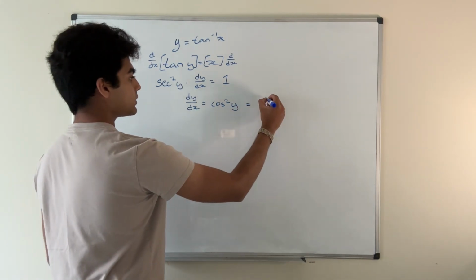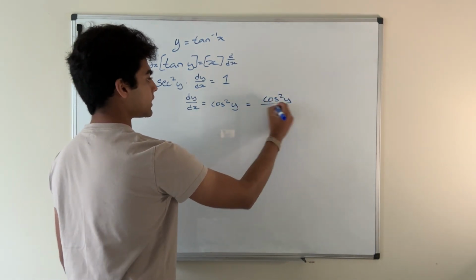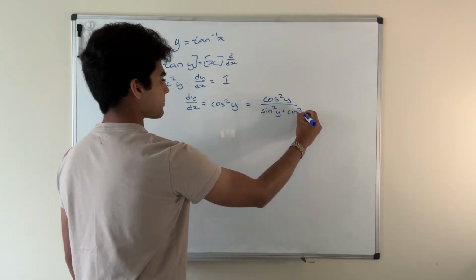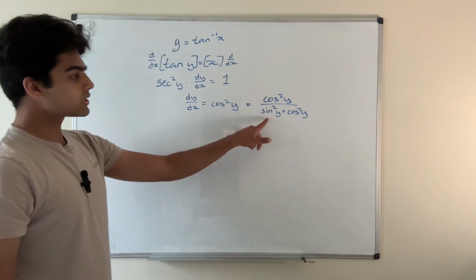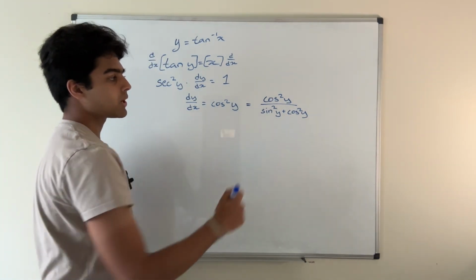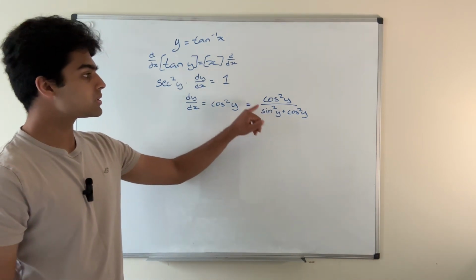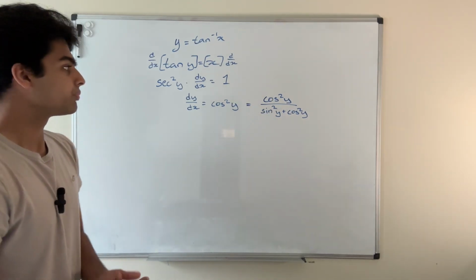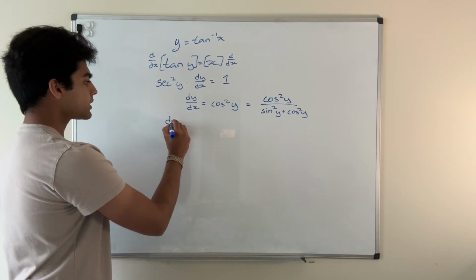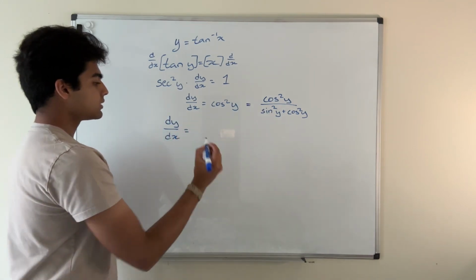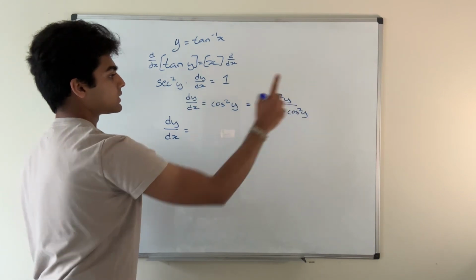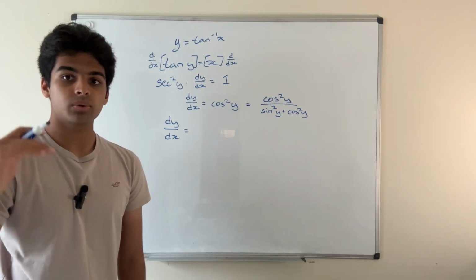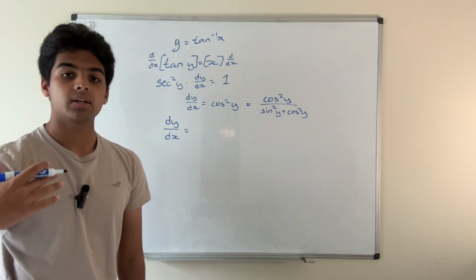So I'm going to do cosine squared y divided by sine squared y plus cosine squared y. And the reason I can do this is because sine squared y plus cosine squared y just equals 1, right? So this is effectively the same thing as dividing by 1. So these two things are going to be equal. Now another thing I can do is multiply the numerator and the denominator by 1 over cosine squared y. And I can always do this, because that's the same thing as multiplying by 1.